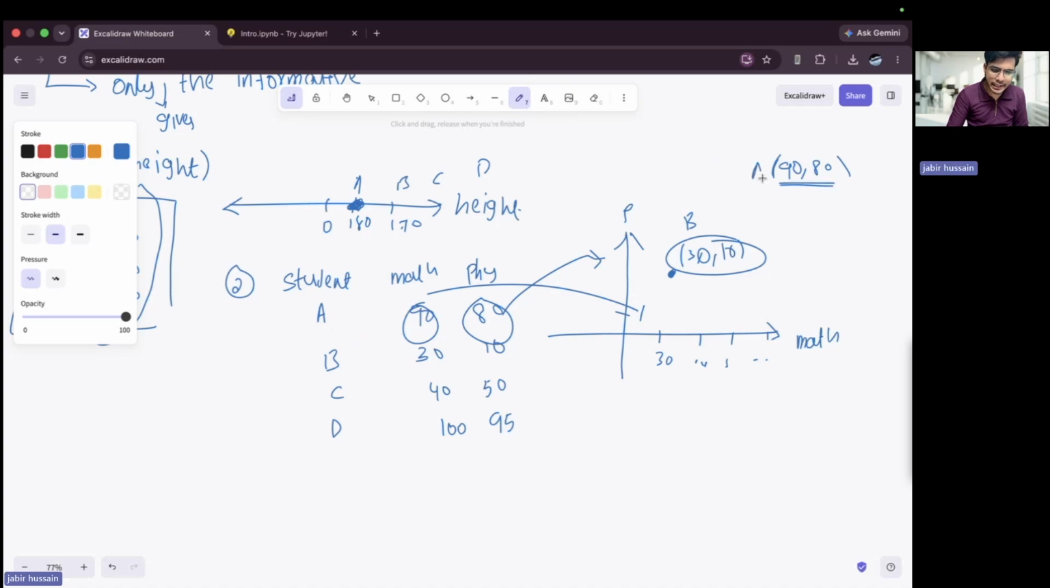This point represents student A. So the point I'm trying to make here is that when you combine features, that can be any feature. Here we have math on the x-axis and physics on the y-axis, and whatever intersection point we get is representing a student. Now my question is, by plotting this, can we tell that if a student has good marks in math, then he's also having good marks in physics?